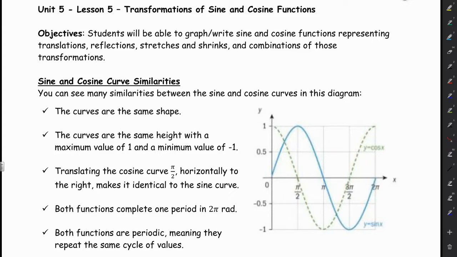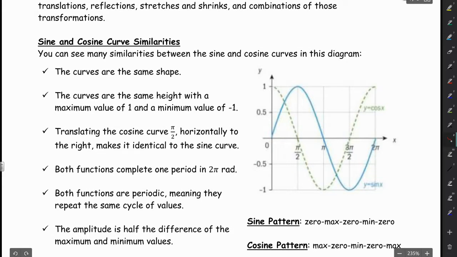Hi everyone, today we're working on transformations of sine and cosine functions, and we've already looked at sine and cosine functions. We've looked at amplitude and we've looked at changing the period. So we're going to just take it a step further in this lesson. But before we do that, I just wanted to point out some of the similarities.